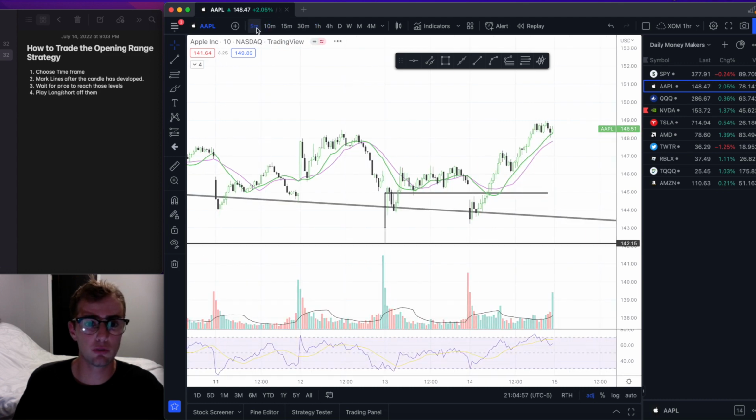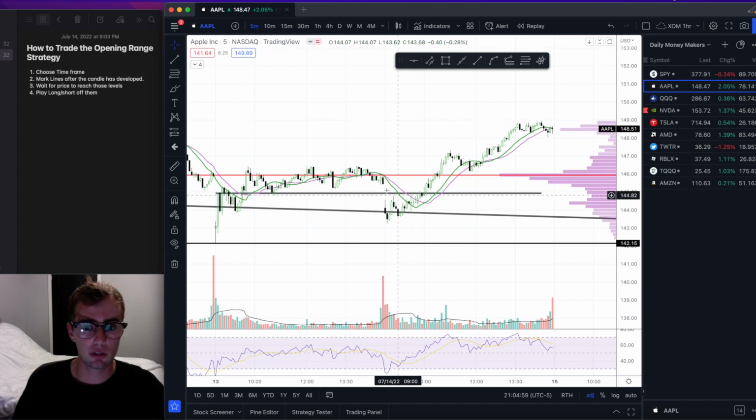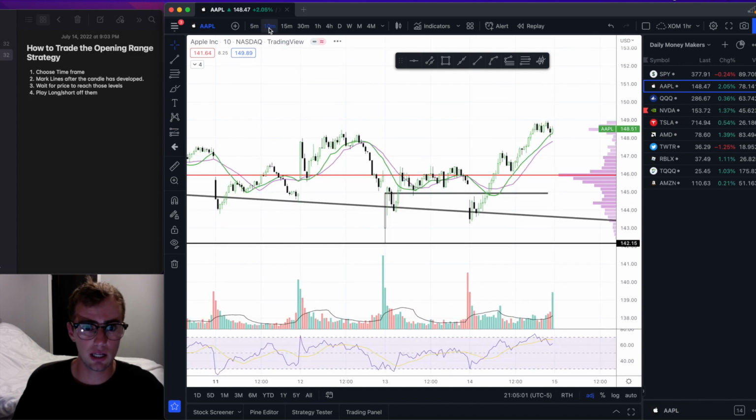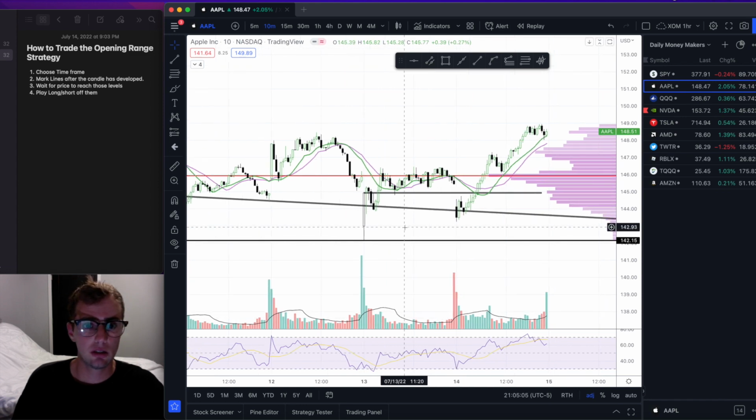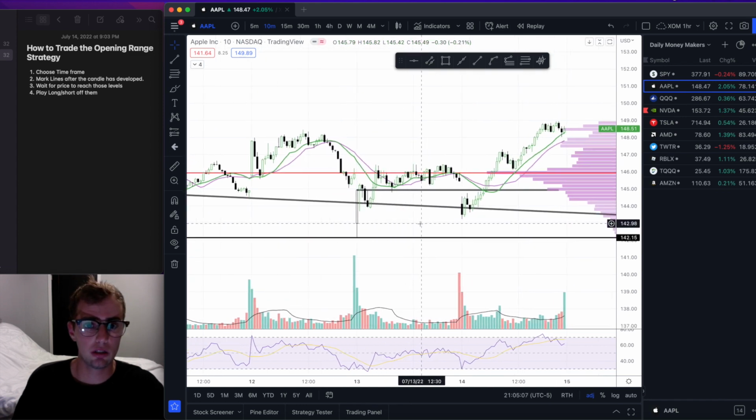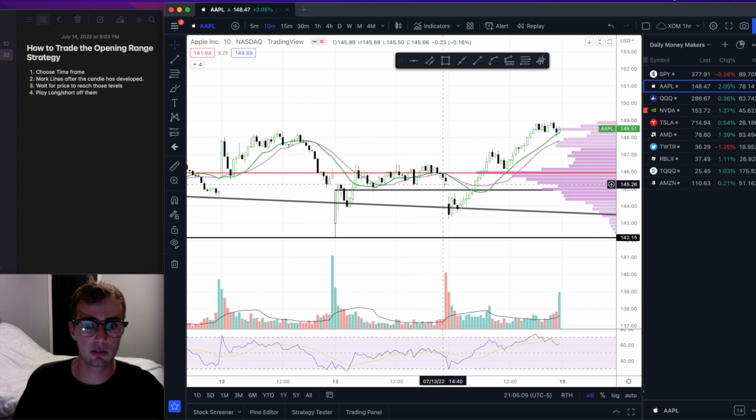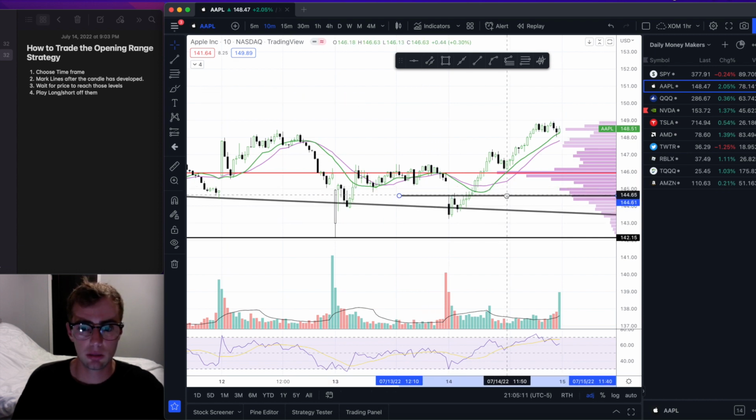So some people use the 5 even, which would also work. I like to use the 10. It's a little bit more consistent than the 5. But so how would we take a trade based off of this? Well, this is a good example of one right here.